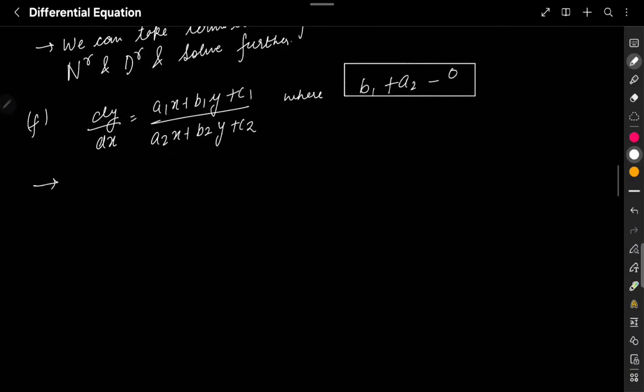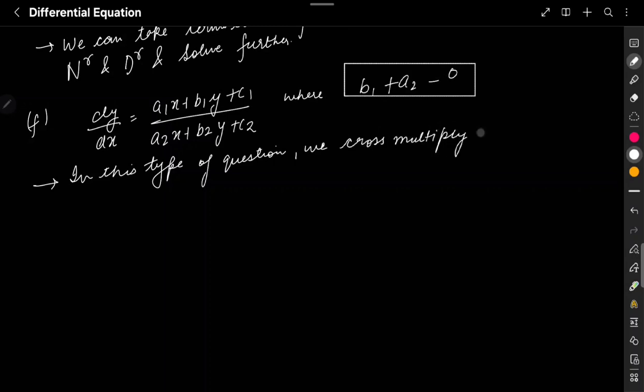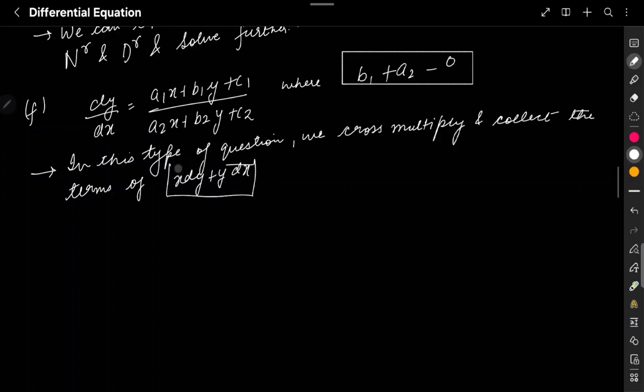In this type of questions, we cross multiply first and collect the terms of x dy plus y dx. This is the key point. We'll collect the terms of x dy plus y dx.